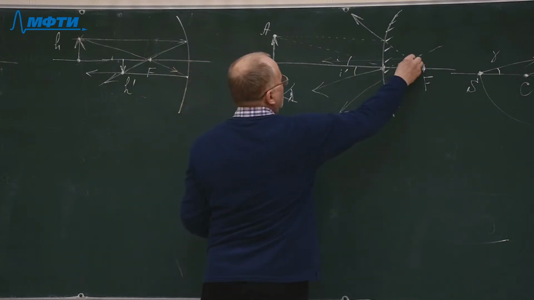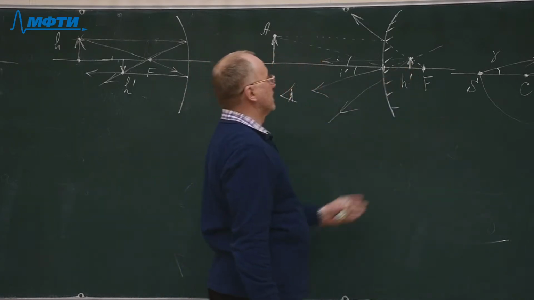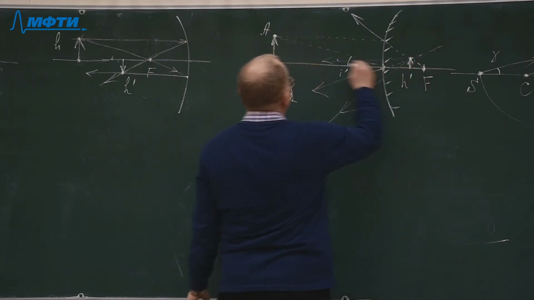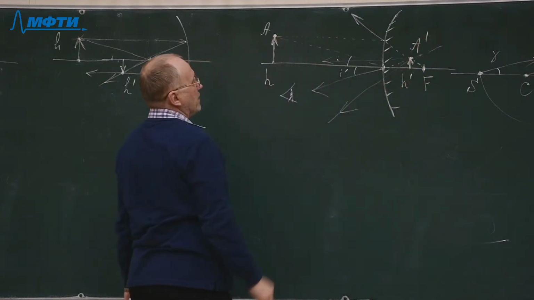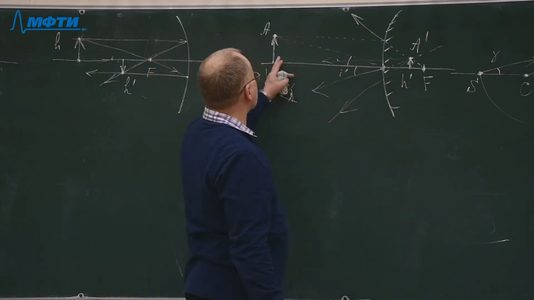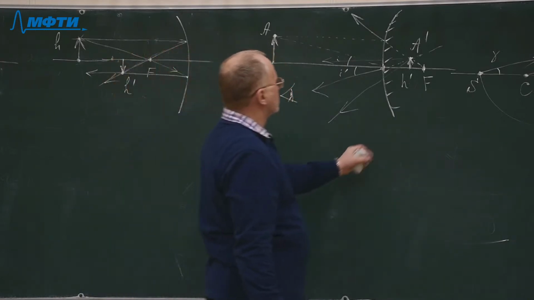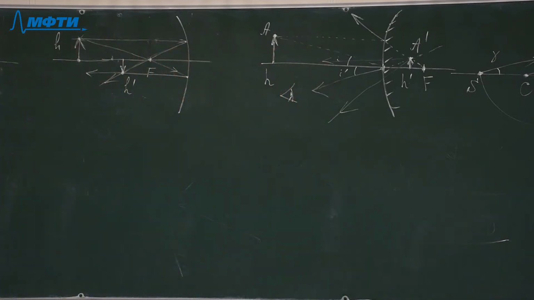We will see a small virtual image. Again, this is a virtual image because we cannot put a white screen here to observe the image. Point A prime is the image of point A, a virtual small image of our object formed in the convex spherical mirror. So such are the principles of constructing images in lenses and mirrors.